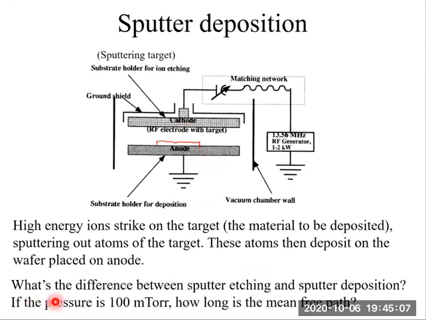Now let me ask this question. If the pressure is 100 millitorr, some kind of arbitrary number, the sputtering pressure actually can be less than 100 millitorr, but for simplicity, let's here just assume it's 100 millitorr. Then how long is the mean free path?